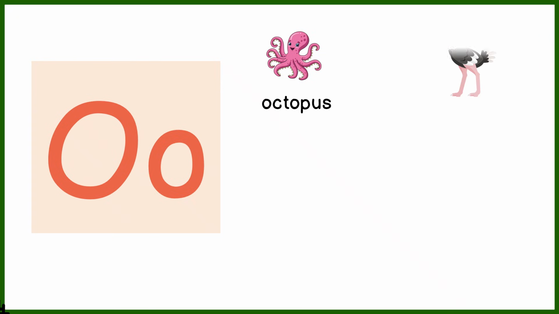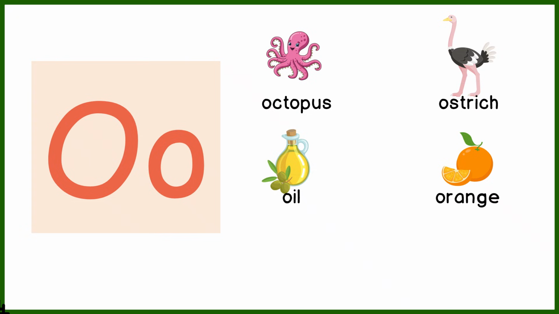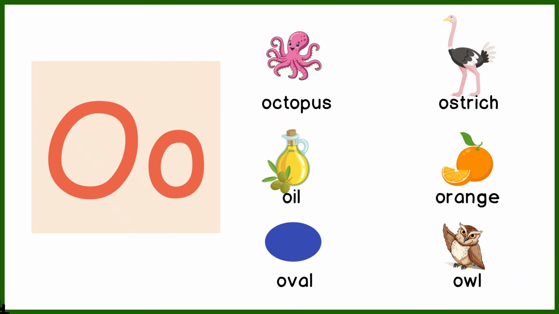This is vowel O. The sound is O. Say O. O is for octopus. O. Ostrich. O. Oil. O. Orange. O. Oval. O. Owl. O.